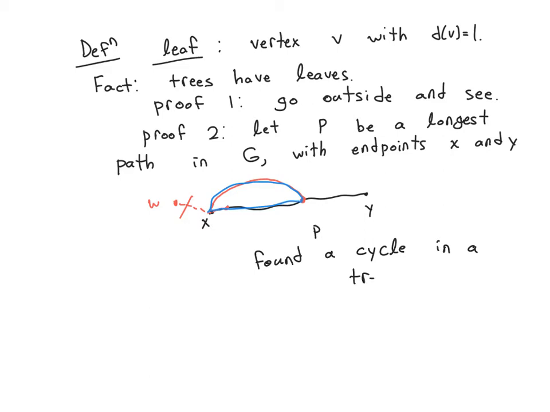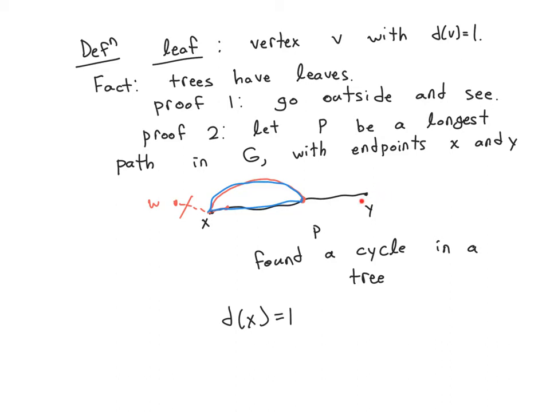And if you find a bicycle in a tree, you probably should call the fire department or go get a ladder. In a math class, what you have found is actually a contradiction. There are no cycles in trees. So the conclusion must be that the degree of x is actually 1, so x is a leaf.